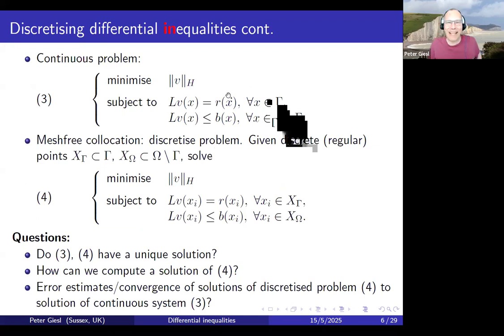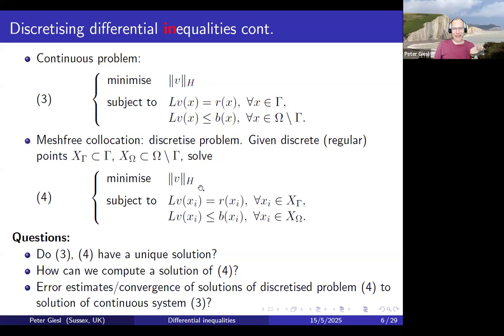And the idea is, well, now it looks very similar. That was why I introduced you to the equality problem first. So we take this continuous problem and we discretize it. So we have, again, discrete points. They are regular in the sense as above. We have one set of points in gamma, which I call x gamma, and one in the rest, which I just call x omega. So I've just discretized these conditions. So now thinking of the previous approach, the questions we wanted to answer are, do both problems, the continuous problem 3 and the discrete problem 4, do they have a unique solution?